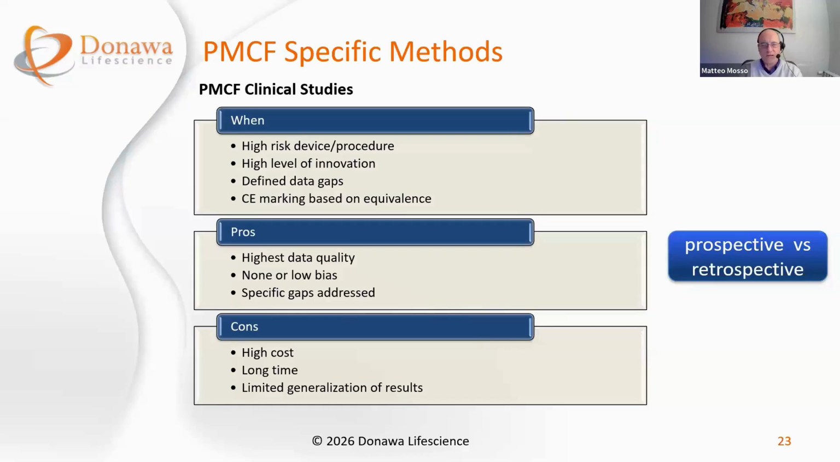The downside of running a PMCF study is, of course, the cost, which we all know is pretty high. The time required to set up, plan, prepare, receive the approval, conduct, and analyze the data. So the length of time required to obtain the results. And of course, having only a limited number of endpoints or objectives, the results are of limited use for generalization.